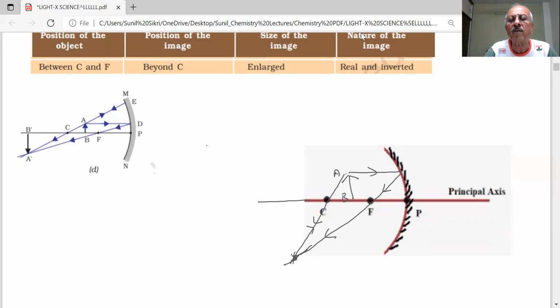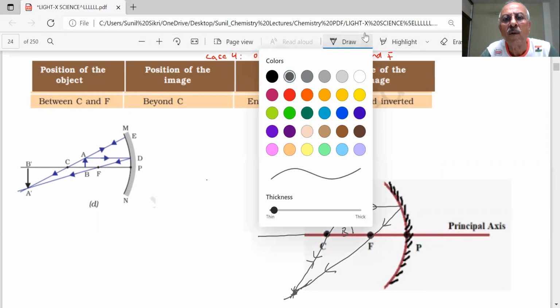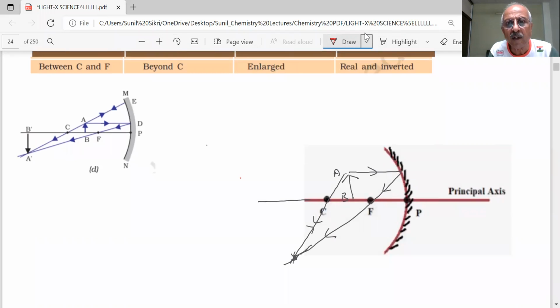Where are they intersecting? Where is the point of intersection, students? Sir, it is beyond C. All right, so you can see that this is the point. This A is now A dash and this is B dash. We have already learned this well, so we don't need to explain each and everything again.